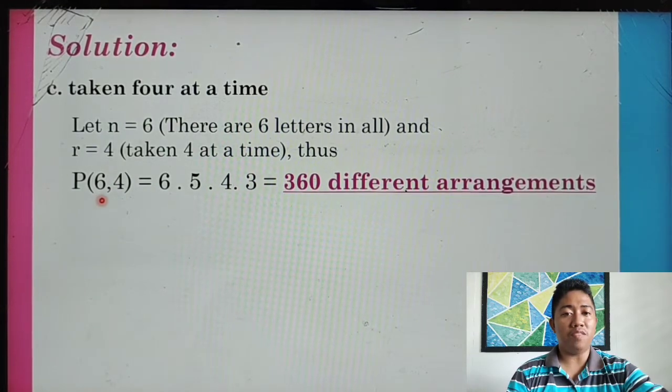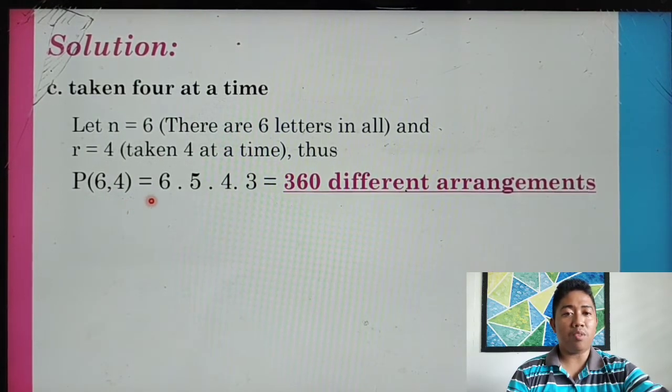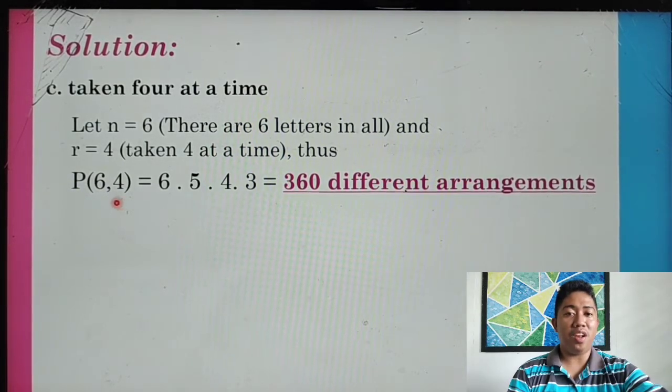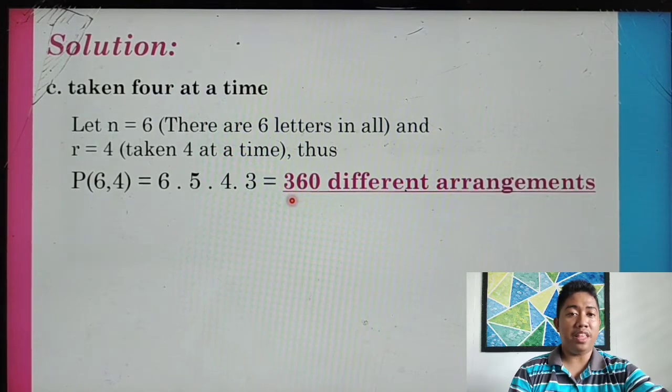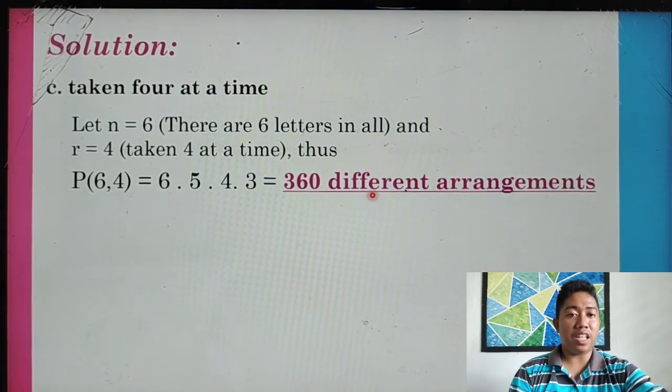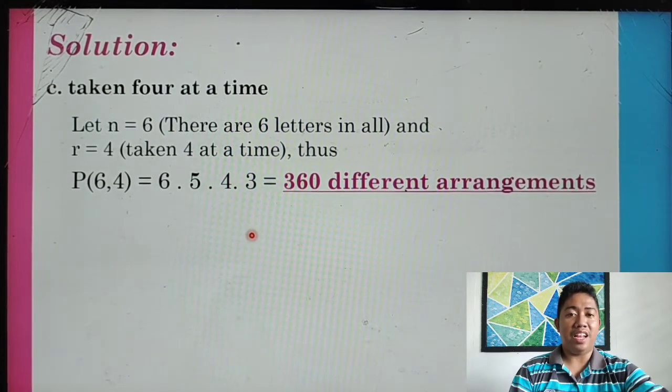So permutation of 6 taken 4 at a time is equal to, in expanded form, 6 times 5 times 4 times 3. So there are 4 numbers for the 4 letters. So we have 6 times 5, 30, times 4, 120, times 3, 360. And these are 360 different arrangements of the 4 letters taken at a time. And that is the final answer.